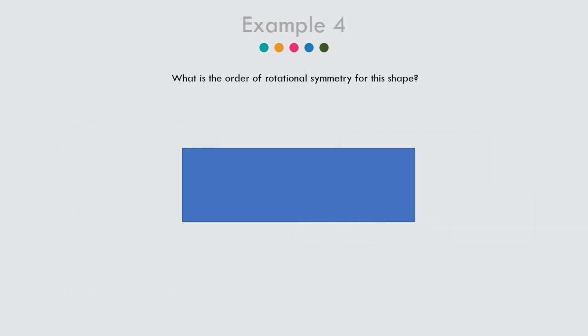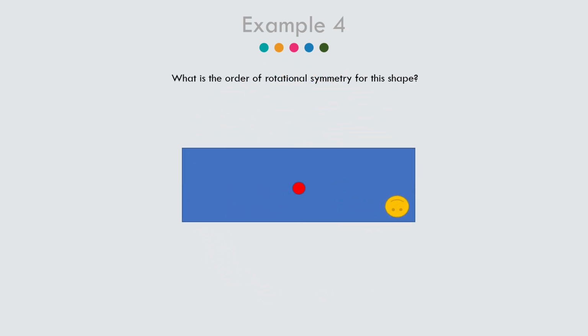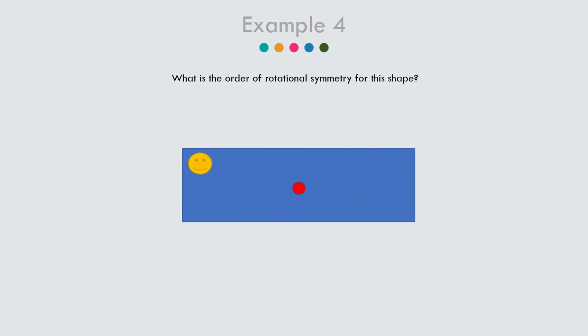What is the order of rotational symmetry for this shape? If we put a marker in the corner of the shape, that will help us to keep track of its rotation. So, in a full 360-degree rotation, how many times did it look the same? That's right, 2. So, the rectangle has rotational symmetry of order 2.